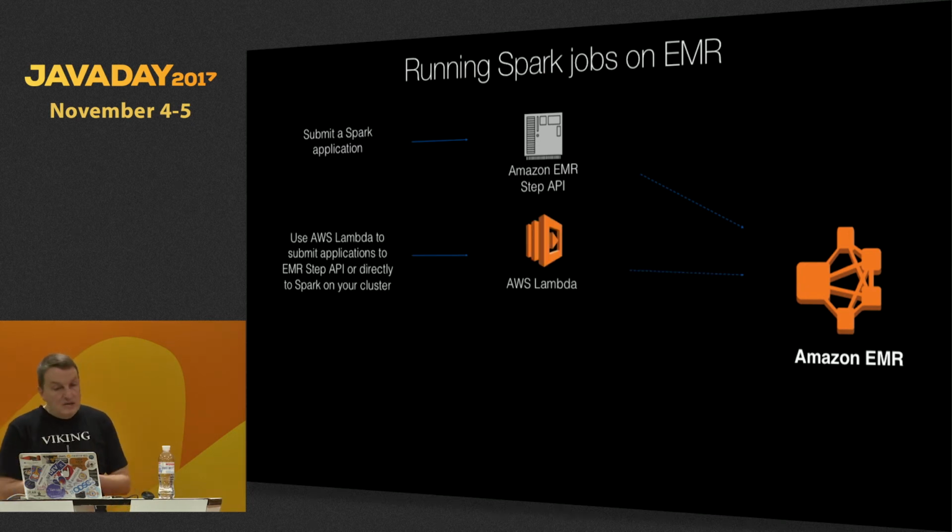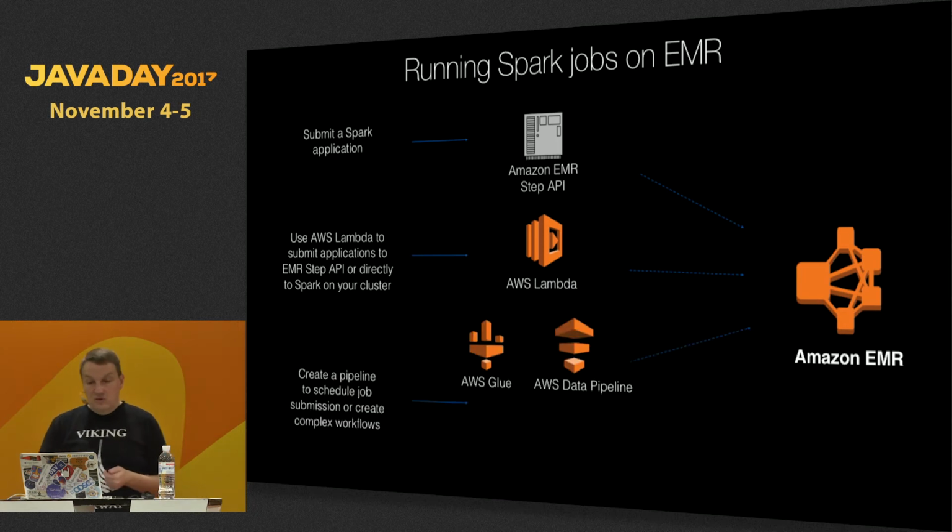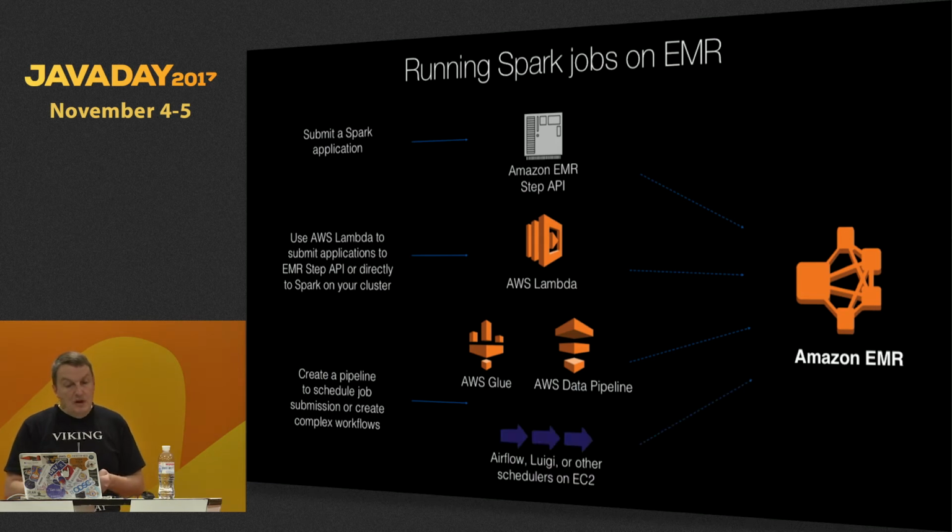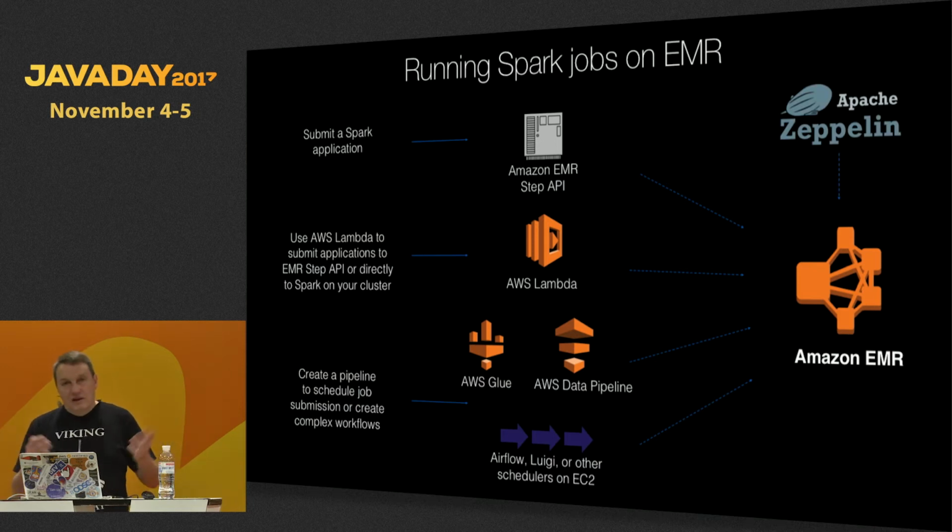You could use AWS Lambda to trigger jobs, and then you could use other services like Glue or Data Pipeline to integrate Spark into your ETL workflows. And of course, you could be running your own schedulers on EC2 instances. If you want to run Airflow, you can do that, and it's going to connect to the Spark cluster. And if you want to experiment, you can also use Zeppelin, which is included in the EMR distribution. So when you start an EMR cluster, Zeppelin is pre-installed, and you can connect to it.